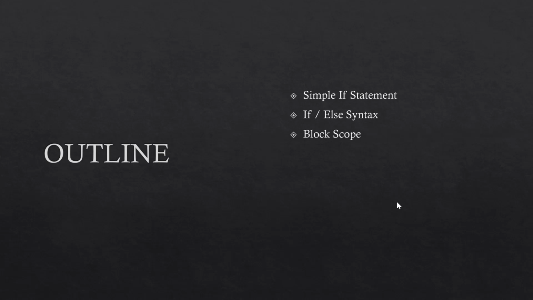We also looked at the block scope, where we saw that the place where we declare our variable will affect where this variable is available. So if we declare the variable inside our true block, that means it's only available inside that true block.